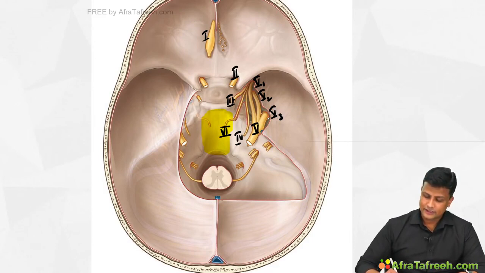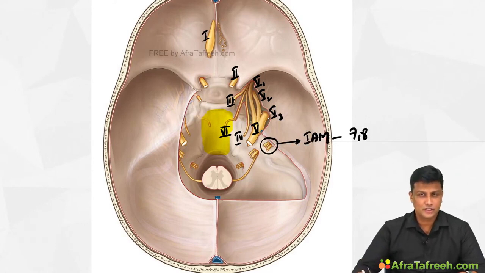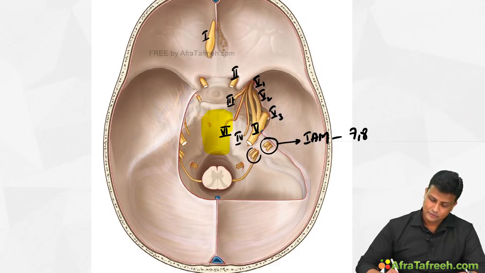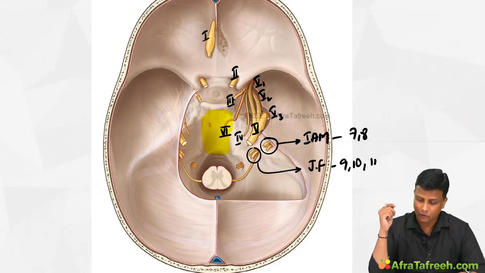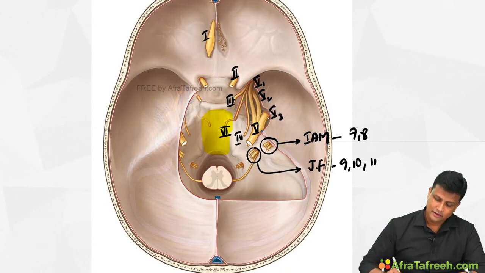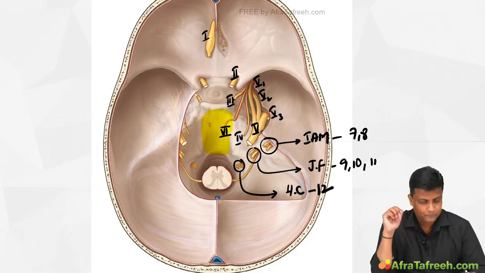After that, here this is the internal acoustic meatus, and from here you will be having the cranial nerve number 7 and 8 passing from there, facial and vestibulocochlear. Then this big foramen that you are able to appreciate here, that is your jugular foramen, cranial nerve number 9, 10 and 11. You can clearly see the 11th accessory nerve coming from below, 9, 10, 11. And then this is your hypoglossal canal here. I'll just write down in short as hypoglossal canal. That is the 12th nerve passing from there. So you are able to appreciate that nerves there, guys.